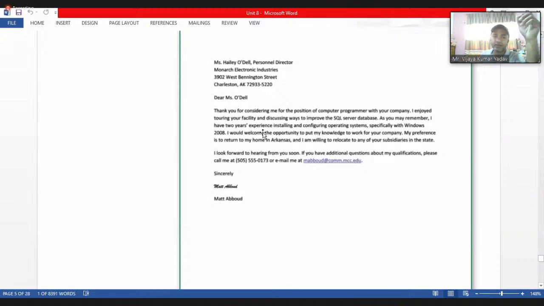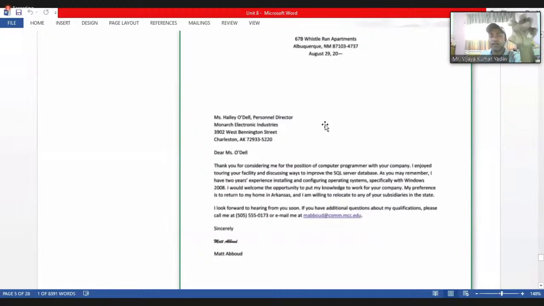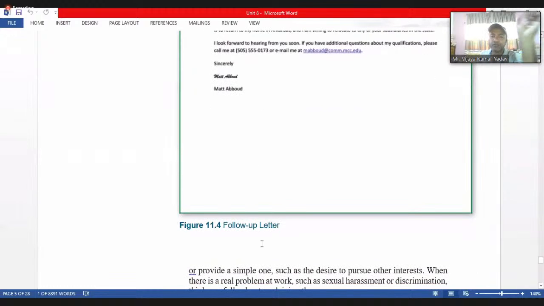When you write this type of letter, if it is completed within half of the page, then that doesn't look good. So that's why more space is given, isn't it? You may give 4 or 5 spaces also, no problem. Okay, so this is the follow-up letter.